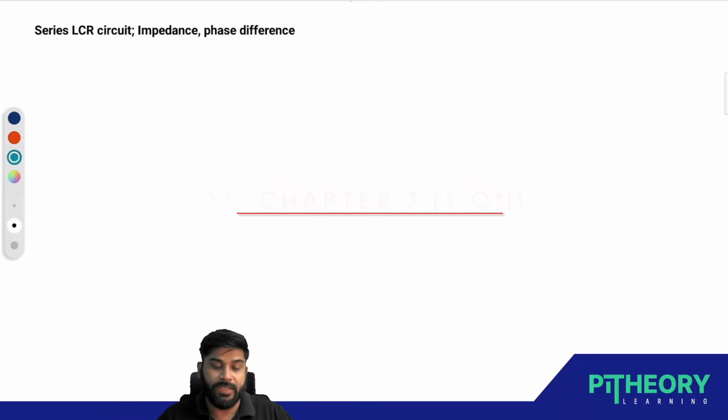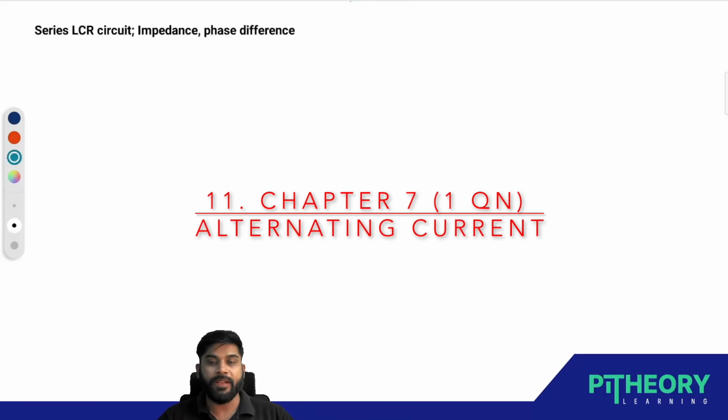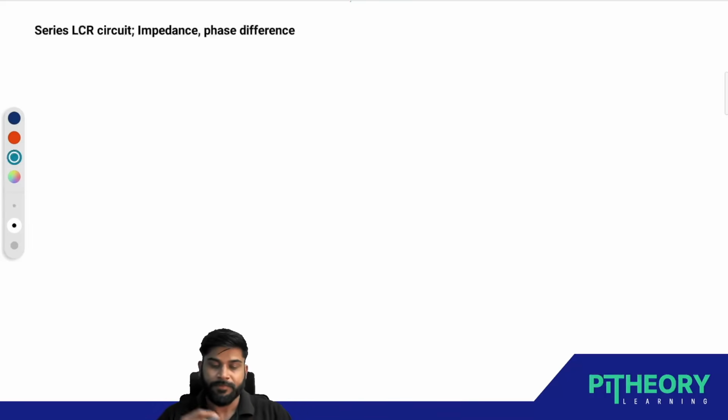Let's go for the next question. The series LCR circuit. We are going to derive an expression for its impedance and the phase difference between current and voltage. So what is a series LCR circuit?